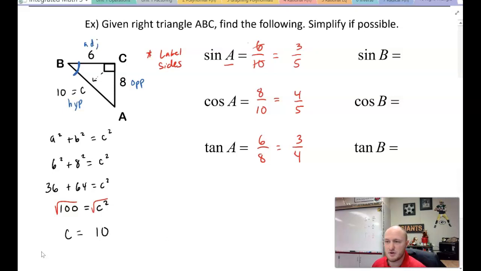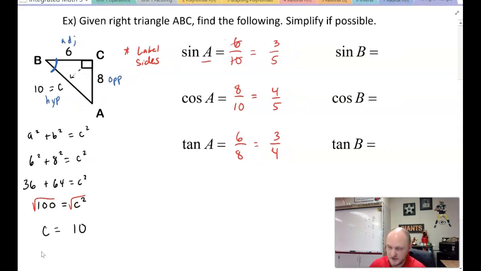And we have to answer these questions. Sine of B. Sine is opposite over hypotenuse. So 8/10, which is 4/5.